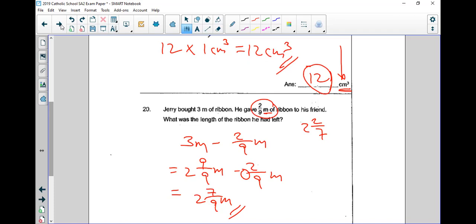So is the answer key wrong or is Mr. Ong wrong? Let me see. This is the question. I think you are correct. I think the answer key is wrong. Yeah, the answer key is wrong because the answer key put 2 and 2 over 7. Okay, the answer key is wrong. So the answer is 2 and 7 over 9.